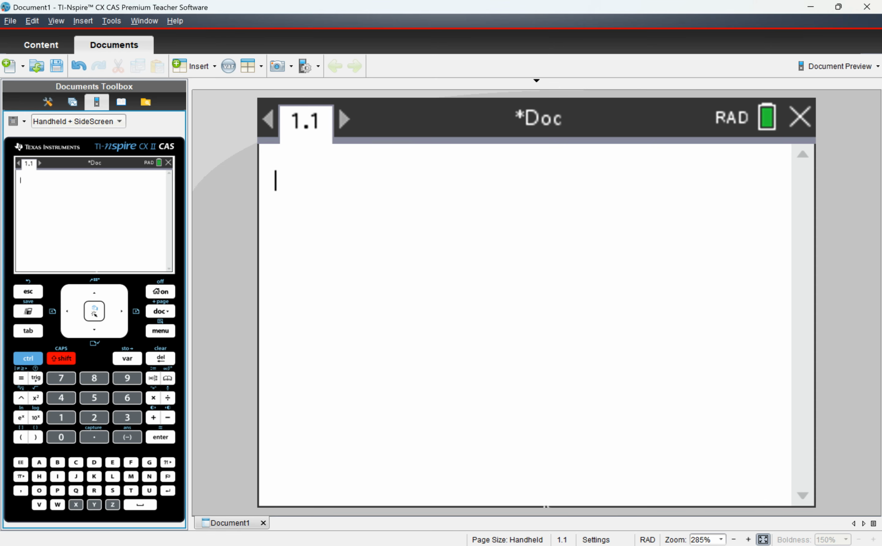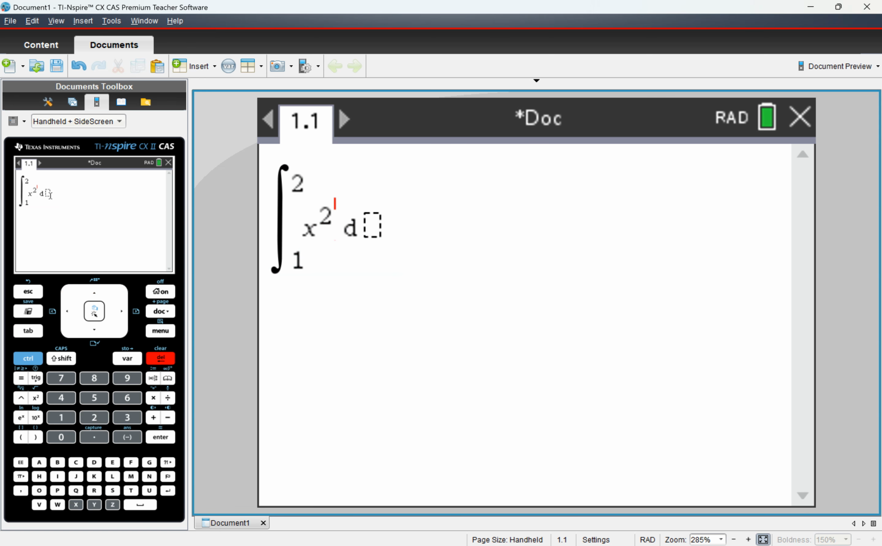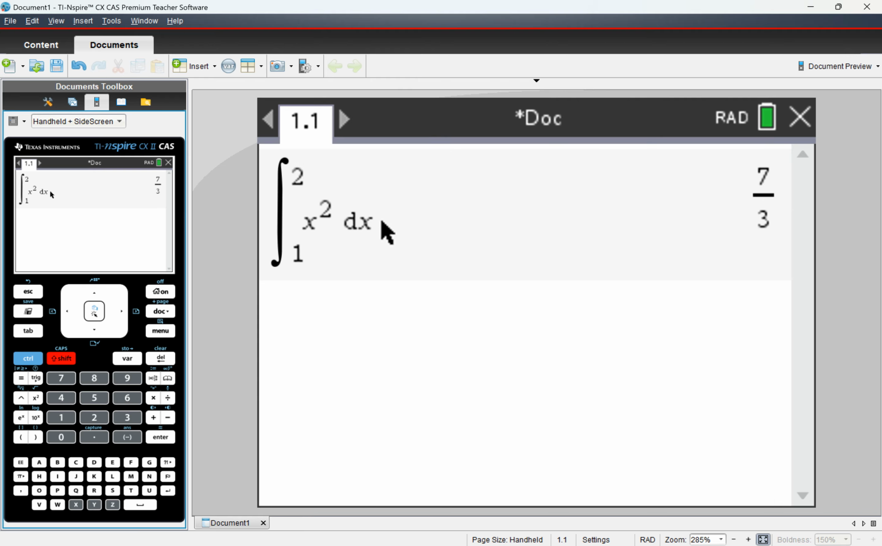Shift plus is antiderivative. So if I do shift plus, I get the antiderivative template. And I'm going from 1 to 2 of x squared, delta x. And that's how you can see you get your 7 on 3, which we just did by hand. But the shorthand, shift plus works. Shift minus is derivative, if you didn't know that. Shift minus derivative, and shift plus is antiderivative.